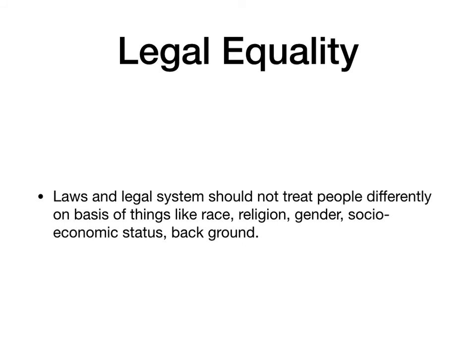Next feature of liberalism, and this one is a really, really tough one, is legal equality. Laws and legal systems should not treat people differently on the basis of things like race, religion, gender, socioeconomic status, background, and so on. All people created equal, right? Due process clause in the post-Civil War amendments to the Constitution.